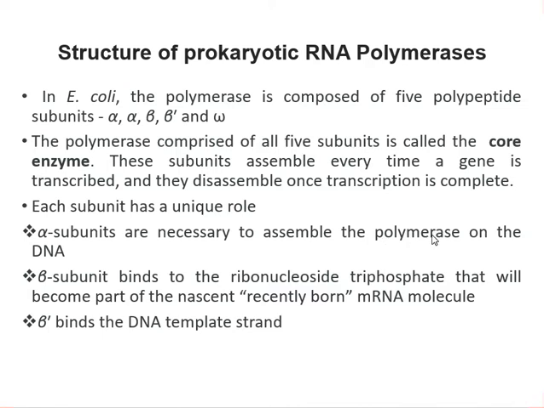So, once again the 2 alpha subunits help in assembling the whole polymerase enzyme on the DNA. The beta subunit binds to the ribonucleoside triphosphates which will become part of the new mRNA molecule. The beta dash will bind to the DNA template strand and the function of omega is not yet fully understood.